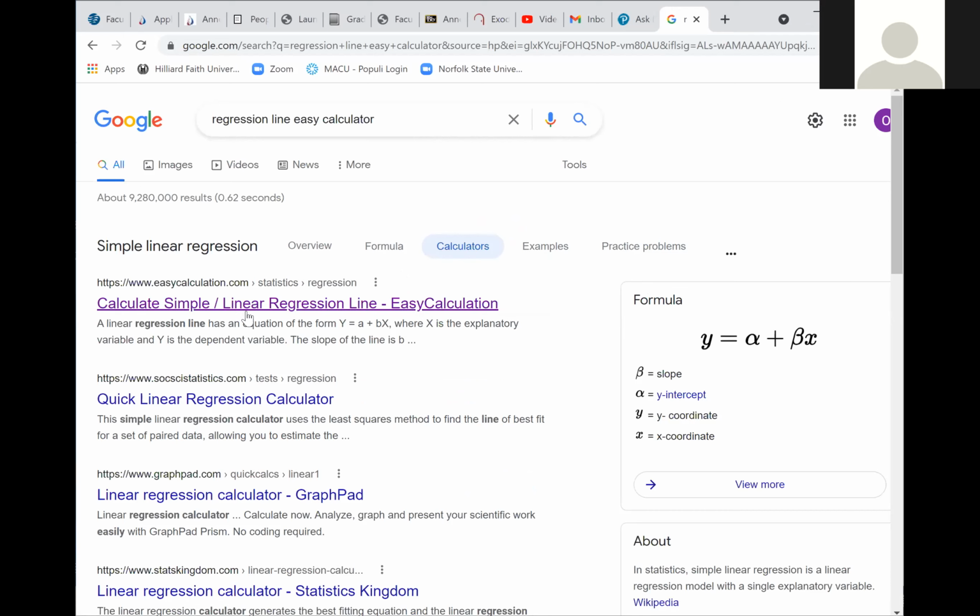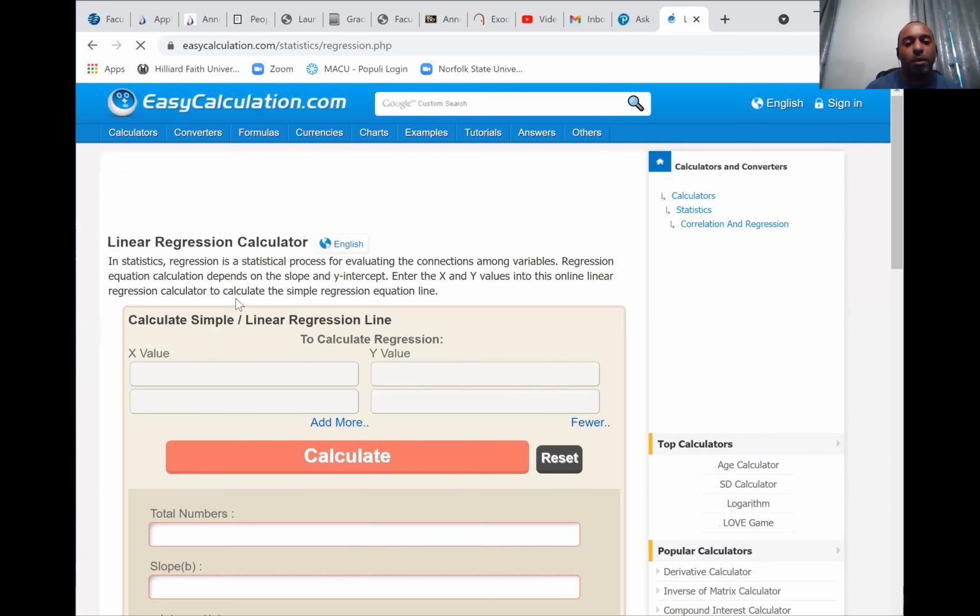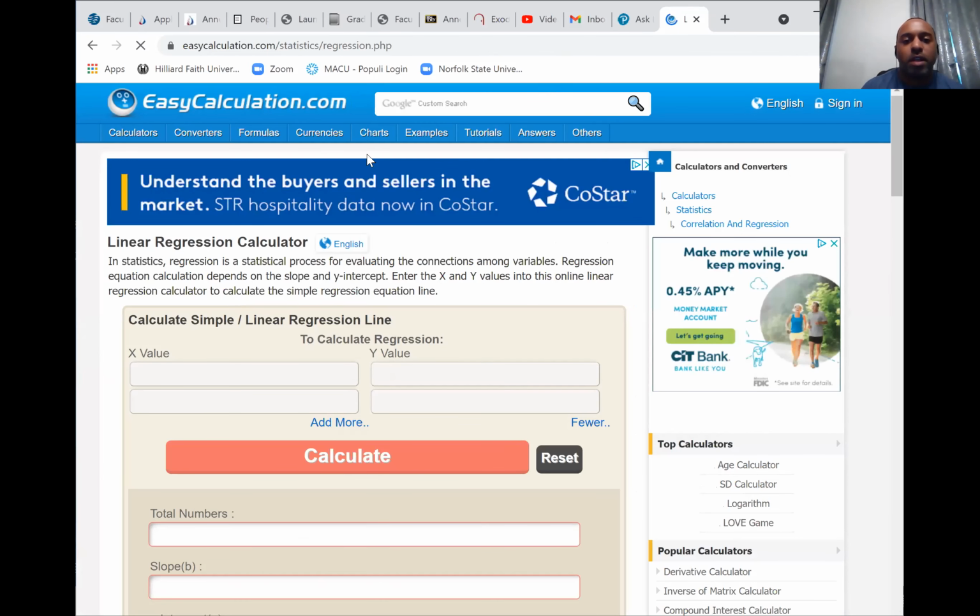Yes. So here it goes again, the first one. Like I said, whatever you're trying to find, whether it's the mean, mode, or median, standard deviation, variance, regression line, correlation coefficient, put what you're trying to find. Then after that, type easy calculation or easy calculator. The first one should be easycalculation.com, and you should be able to put in data values and hit enter and go from there.